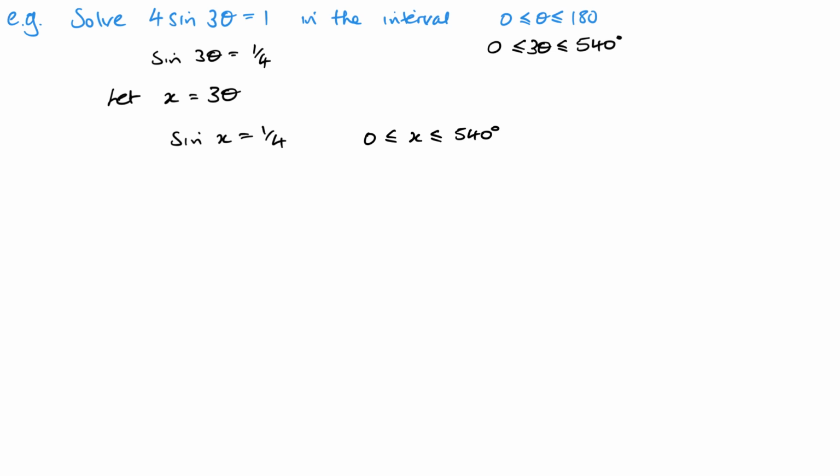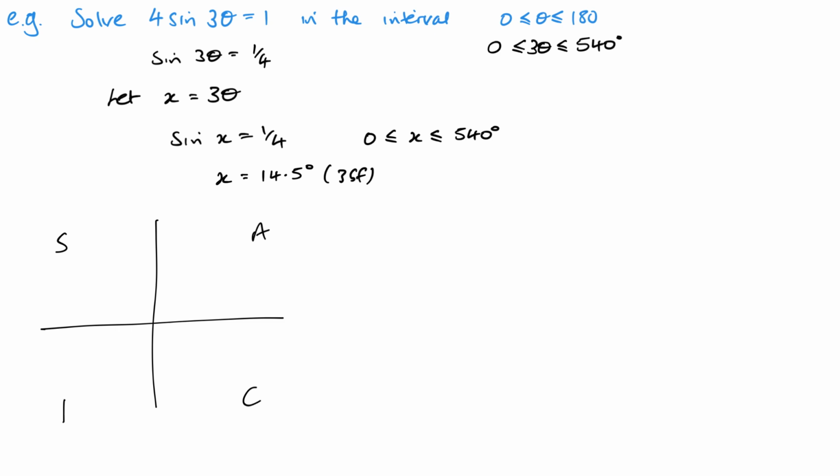So now I find out what x is, and we got 14.5 degrees. I'm going to do everything in this one to 3 significant figures. So I will store that in my calculator. Now I'm going to set up to use my CAST rule. So I've set up there, my angle is 14.5 degrees. Remember, regardless of whether this is negative or positive, put in the positive value to get your acute angle.